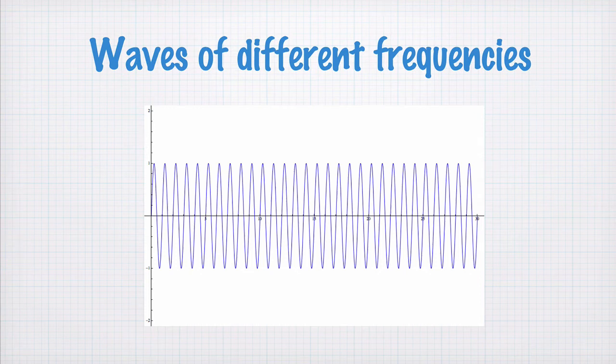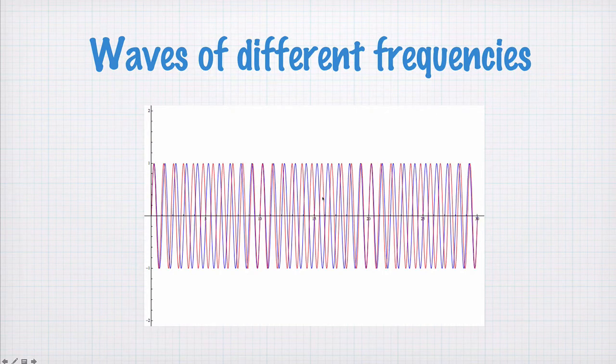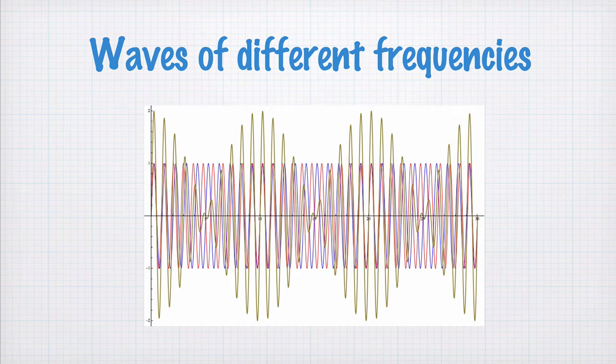Let's have a closer look now at what happens when we add together waves of different frequencies. In this case, I've got a blue sine wave, and I'm going to add to that a red sine wave. And we see at some points they are in phase and they'll add up and give constructive interference. At other points they're out of phase, and this will give us destructive interference. So if we add them up, we get something that looks like this.